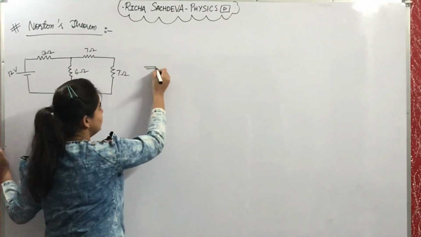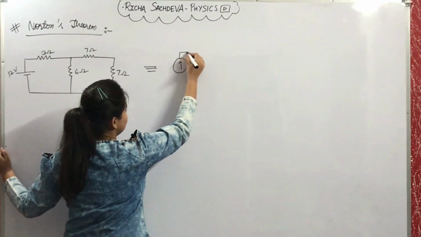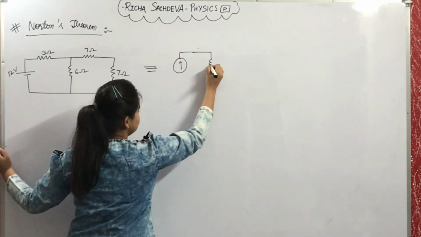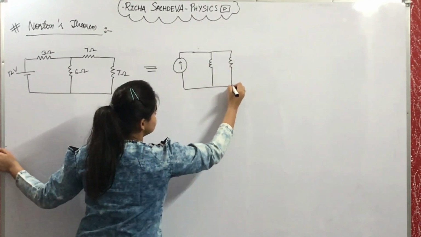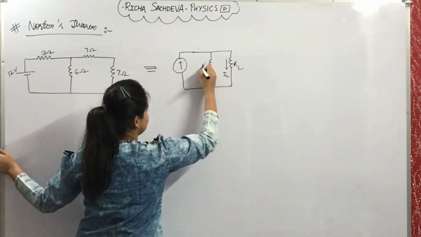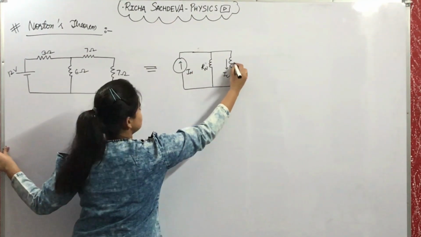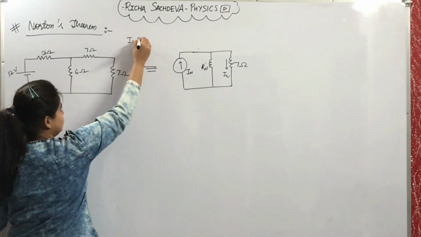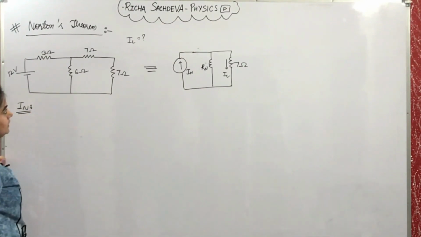So we will draw an equivalent circuit first. We will place an equivalent current source, and then an equivalent resistance in parallel with the load resistance across which we need to calculate the current. So here RL is equal to 7 ohm. So we need to calculate IL. For this, first of all, we need IN, that is short circuit current.